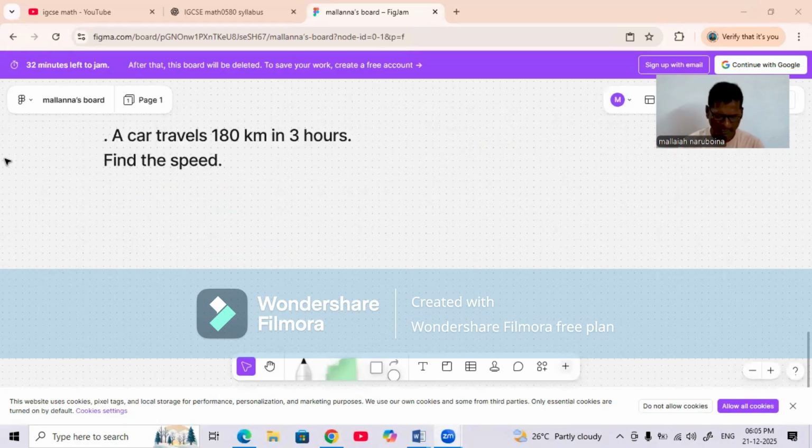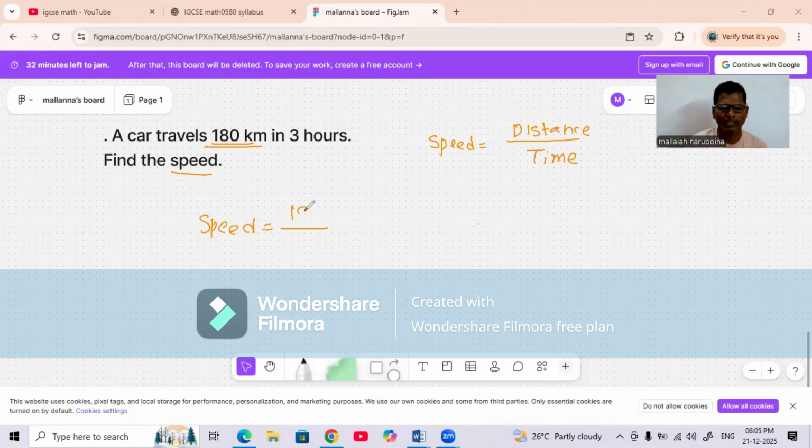A car travels 180 km in 3 hours. Find the speed. You know the formula for speed: speed is equal to distance by time. We are asked for speed here. What is the distance? 180 kilometers, write it in the numerator. Then time is 3 hours, so write 3. It must be in kilometers per hour or meters per second. Now divide: 3 sixes are 18, 0. So 60 kilometers per hour.